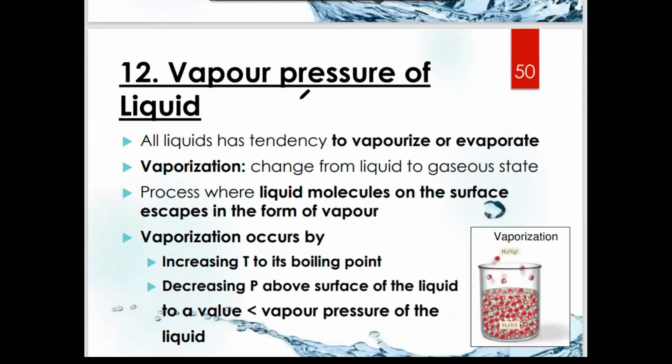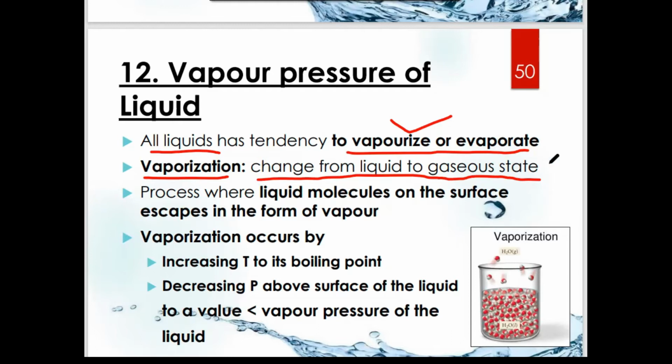The next property of the fluid is the vapor pressure of a liquid. So what is this vapor pressure? First of all, what is vaporization? All the liquids have a tendency to vaporize or evaporate. We know water, milk, petrol, diesel, any liquid has a capacity to vaporize or evaporate. Vaporization means a change from liquid to gaseous state. The change of liquid state to gaseous state is called vaporization.